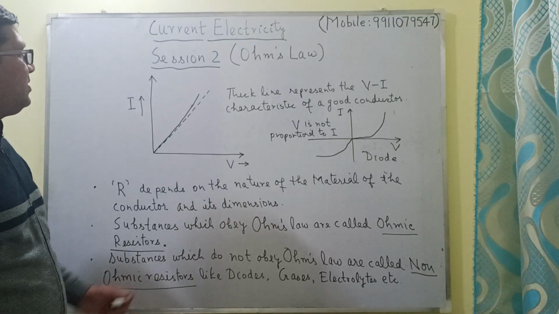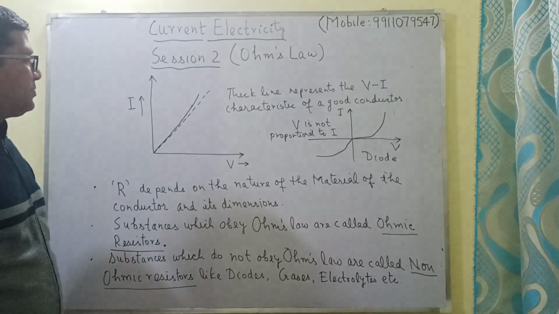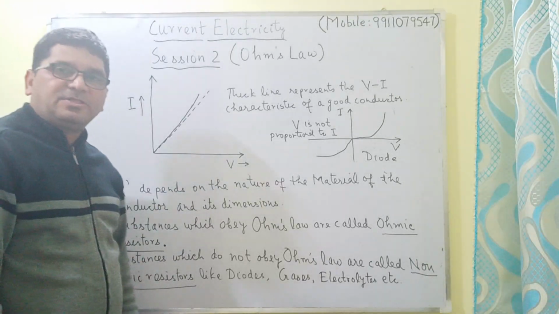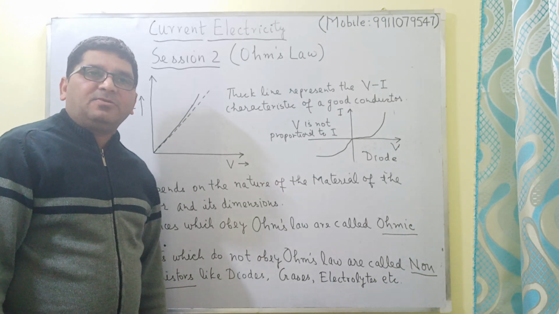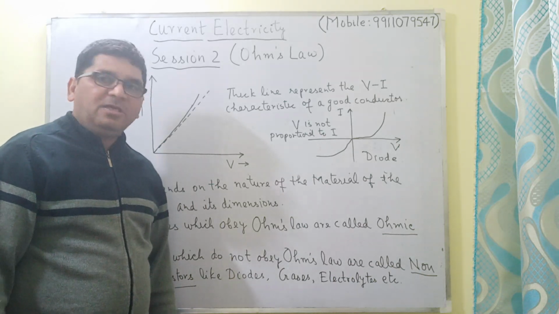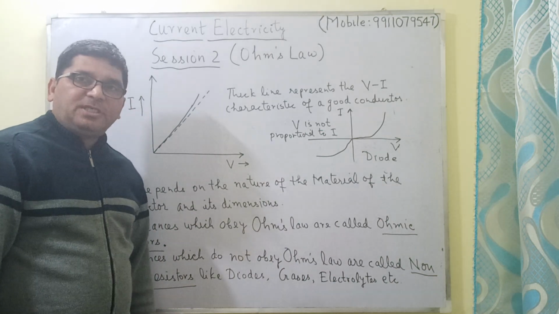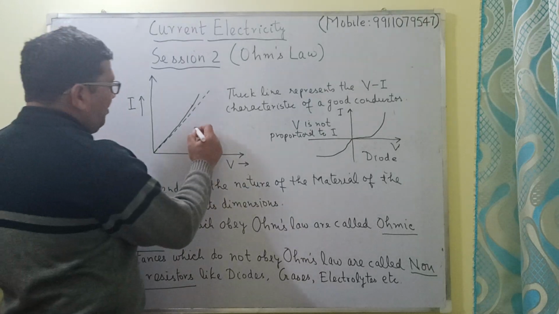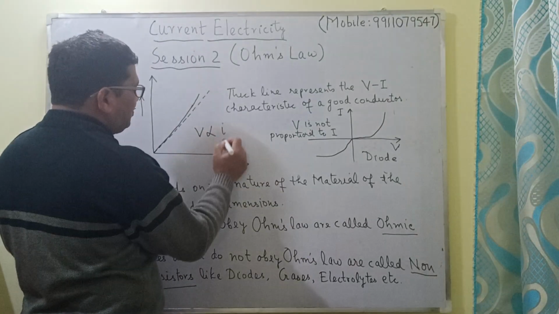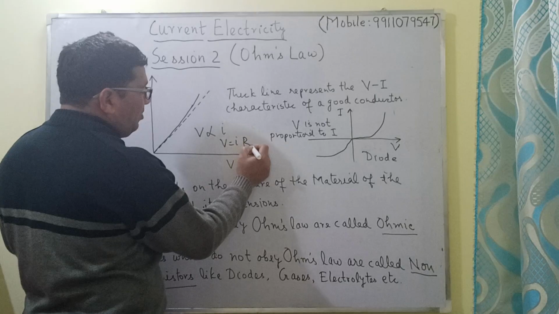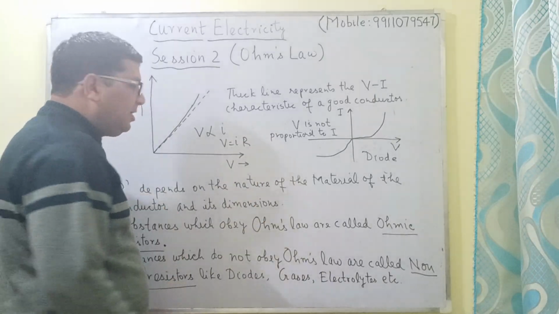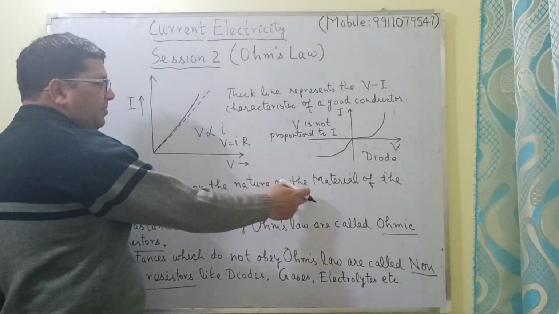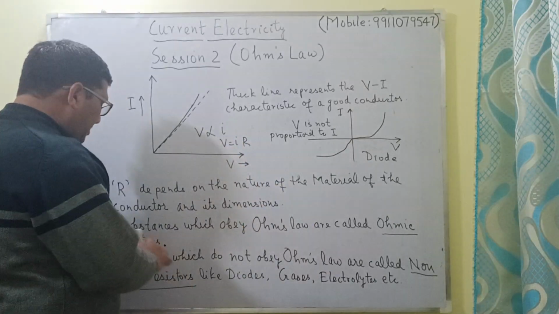In this session, I just wanted to describe Ohm's law. In Ohm's law, we have just studied that if the physical conditions are constant, then the current which is flowing through a conductor is directly proportional to the potential difference across its ends. Then V is directly proportional to I as per Ohm's law. So V is equal to IR, where R is a constant which is called the resistance of that conductor, and R depends on the nature of the material and the dimensions of the conductor.